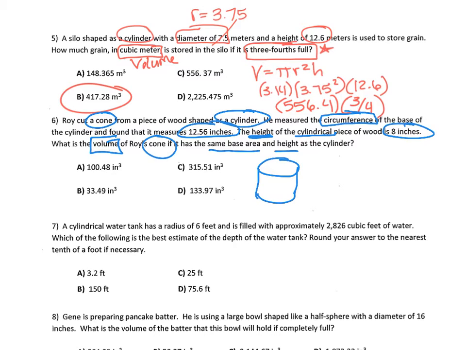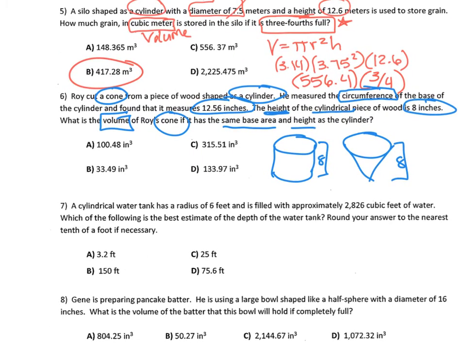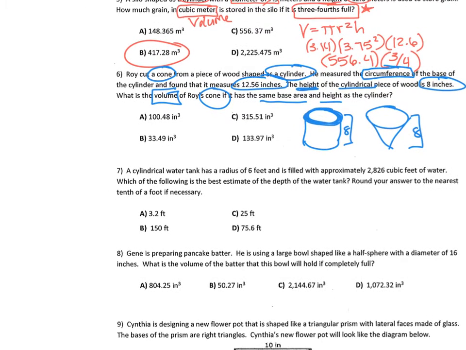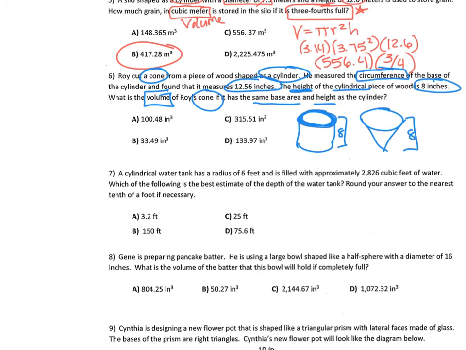So he starts with a cylinder, and we're wanting to find the volume of the cone. Same base area. So the height for both is 8. But the thing is, they gave us the circumference of the base. So around. Is that the radius? Looking at your reference sheet, what are some formulas for circumference? 2 pi r and pi diameter. So what we're going to have to do is work backwards using that circumference and find the diameter.